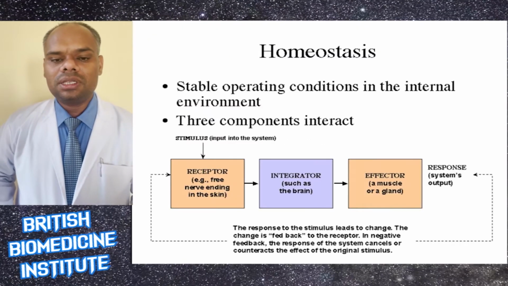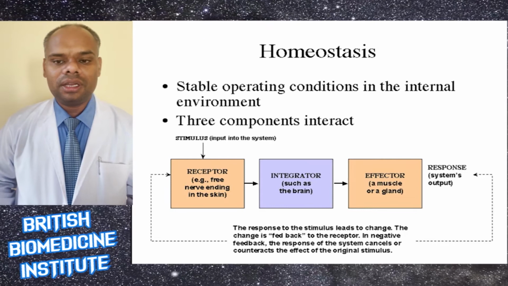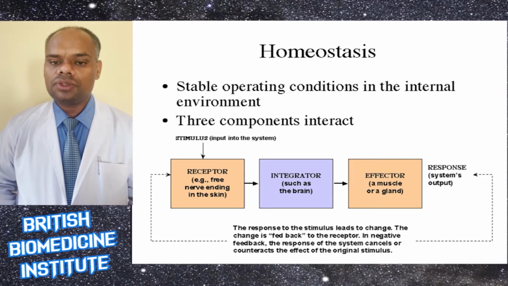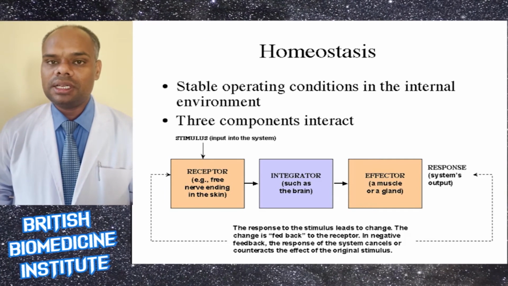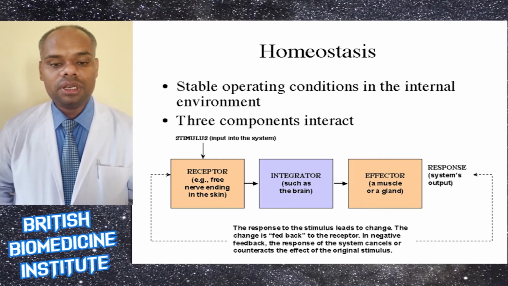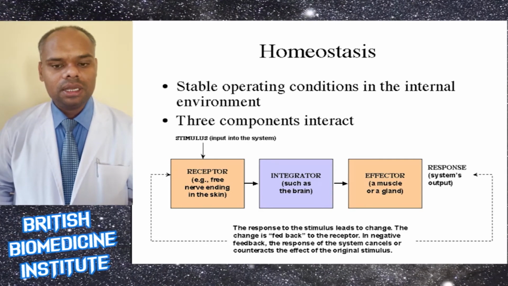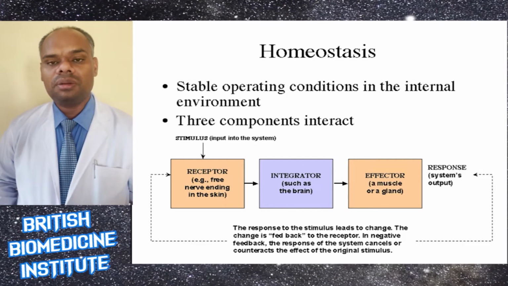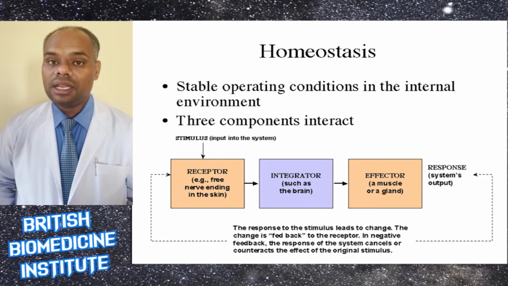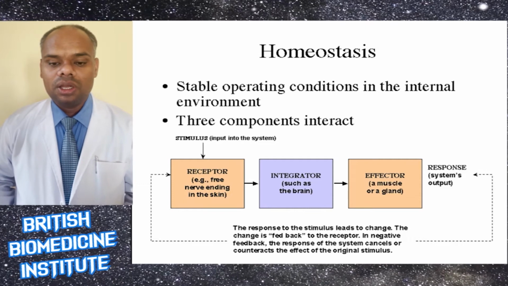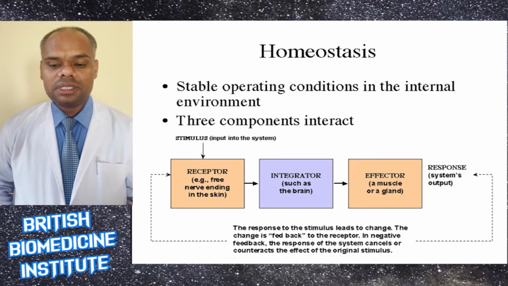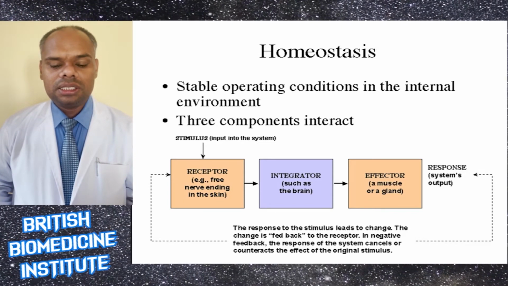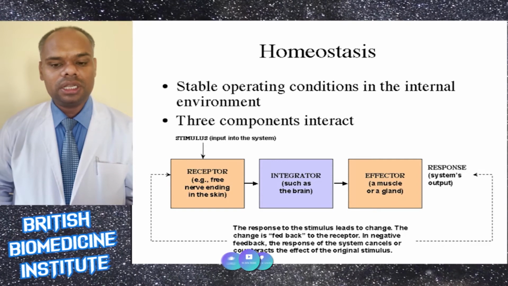So the stable operating conditions in the internal environment consist of three components: your receptor, which are free nerve endings in the skin, an integrator like your brain, and an effector, which can be your muscles and glands. Then a quick response is generated, and the response to the stimulus leads to change. The change is fed back to the receptor.